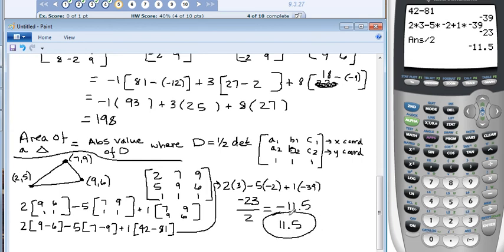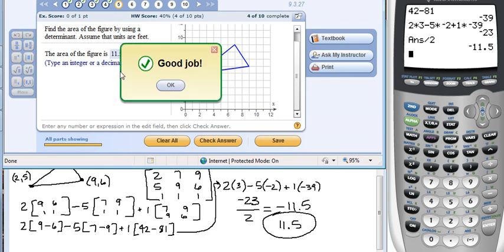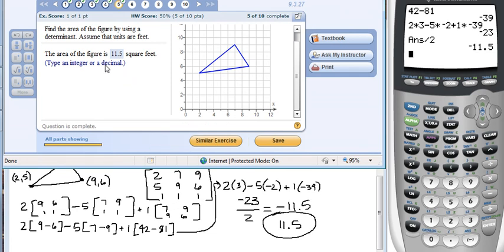Here's my square footage on my triangle: 11 and a half. What do we have? 11 and a half square feet. It says to type a decimal in here. It doesn't want the fractional. It wants just a decimal.